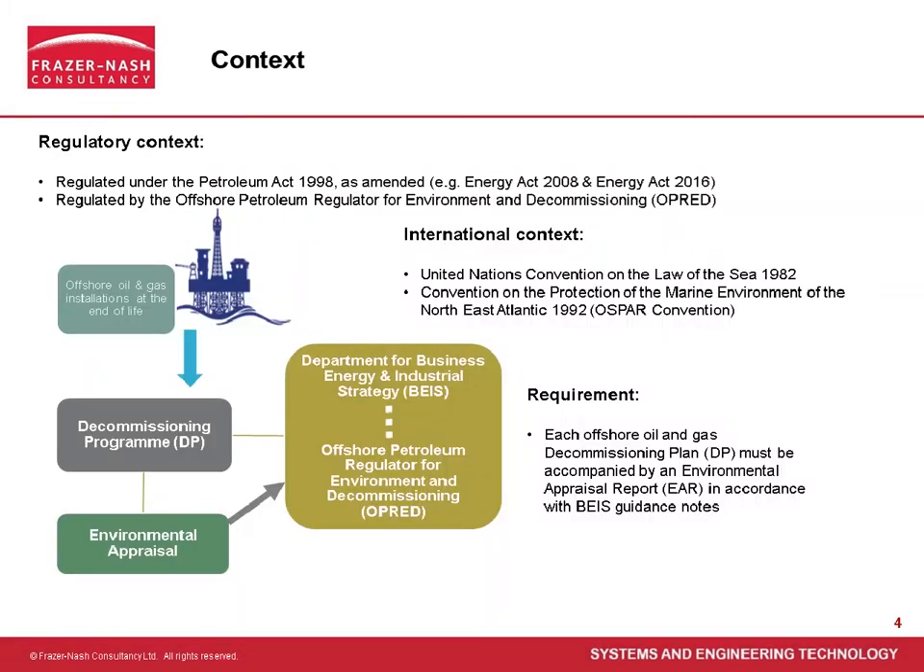The decommissioning of offshore oil and gas installations and pipelines on the UK continental shelf is controlled via the 1998 Petroleum Act. Part 4 of the 1998 Act provides a framework for decommissioning disused offshore installations and pipelines. It's been amended a number of times, most notably by the 2008 and 2016 Energy Acts. Decommissioning is regulated by the Offshore Petroleum Regulator for the Environment and Decommissioning, which is part of the Energy Development and Resilience Directorate at BASE. They regulate using powers set out in the 1998 Act.